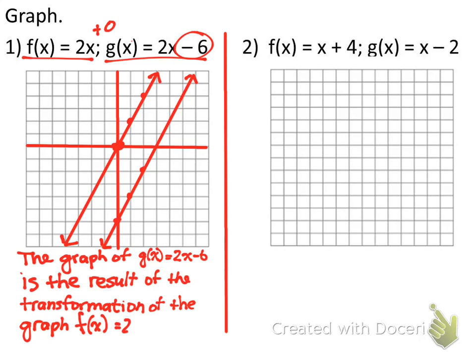equals 2x. And we know it went down how many units? I count from this y-intercept down to this one. So I went down 1, 2, 3, 4, 5, 6. So I went down 6 units. 6 units down. And that's it. Okay? What this is saying is that this graph was made because I took this graph and I slid it 6 units down. Does that make sense?